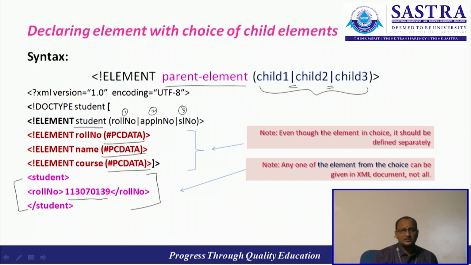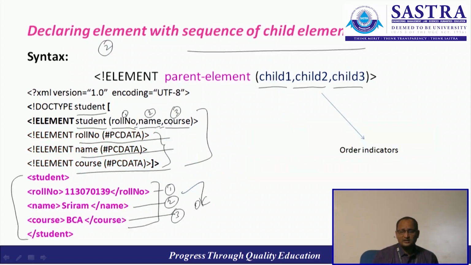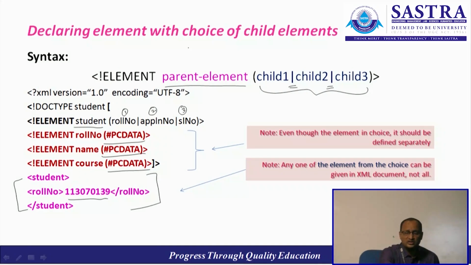This is the difference. In the previous case we used a comma, so that the 3 child elements should be given in the same sequence. But in this, I have given a choice of elements only. So, child 1 or child 2 or child 3, not all 3 elements. This is declaring an element with a choice of child elements.